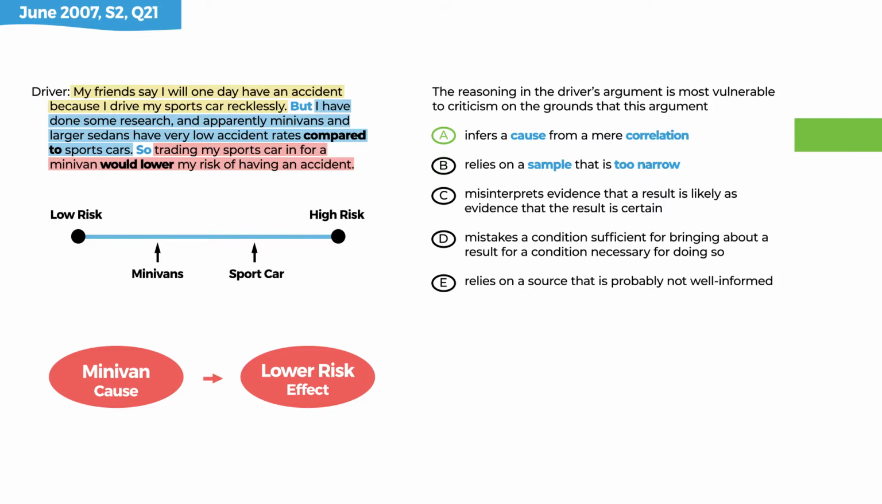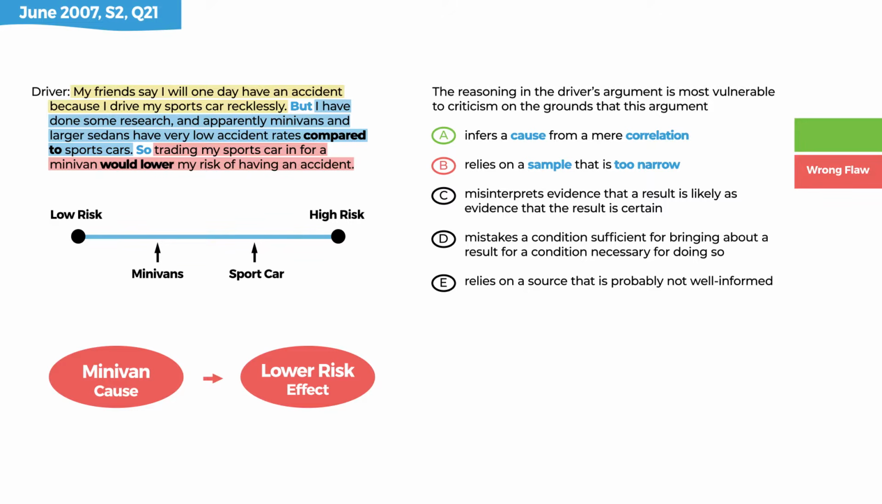We can describe the incorrectness of B in that it's the wrong flaw. That's going to be a really common trap answer pattern on flaw questions. Look out for answer choices that correctly describe a flaw, but just not one that's actually happening in the argument.